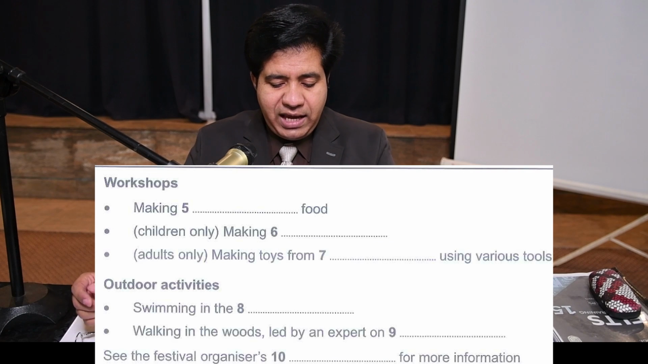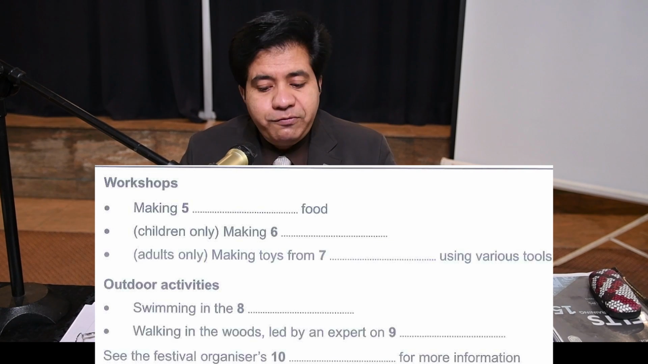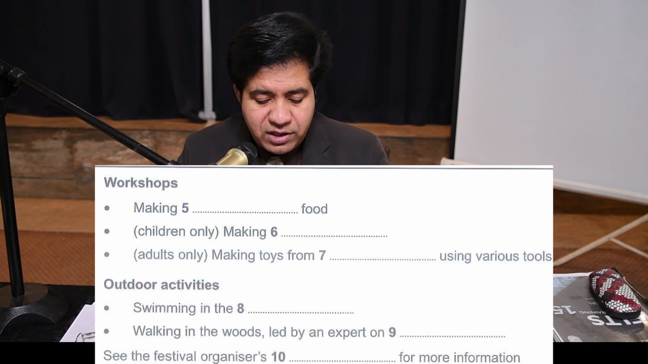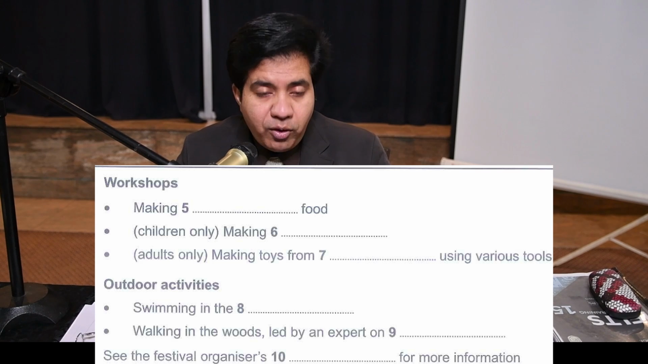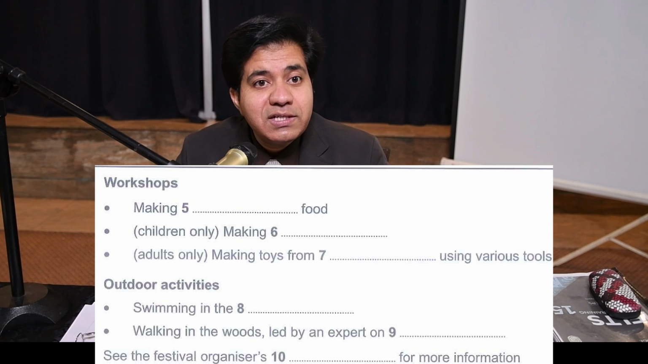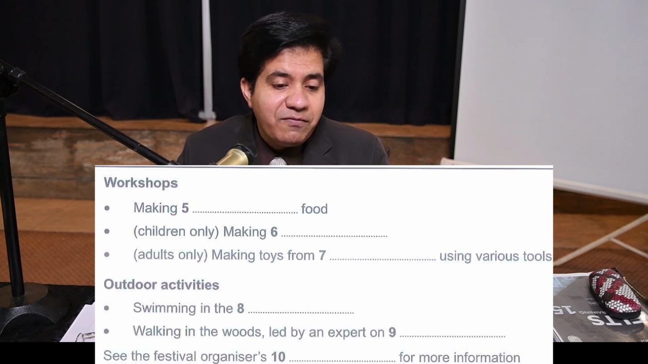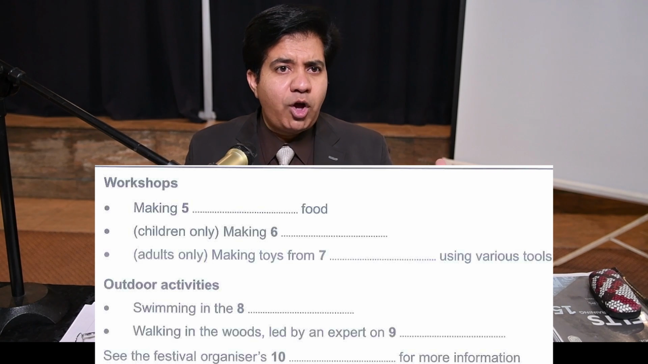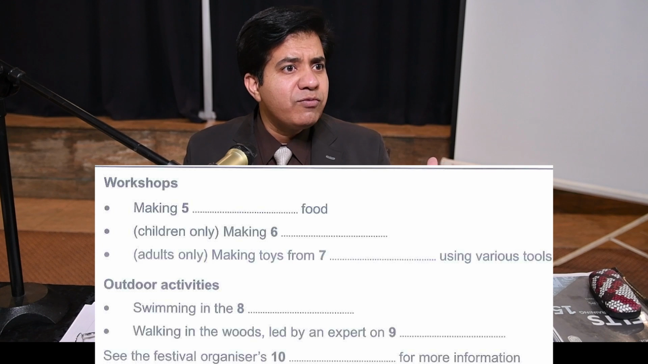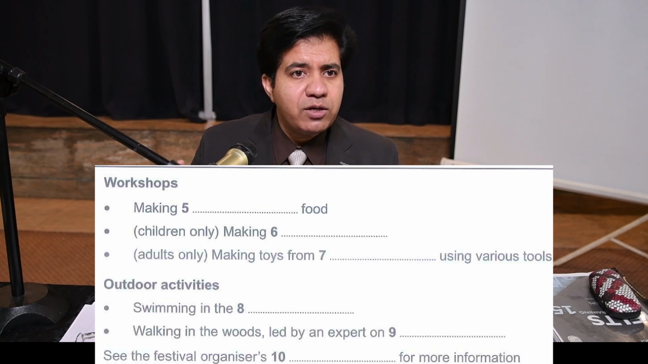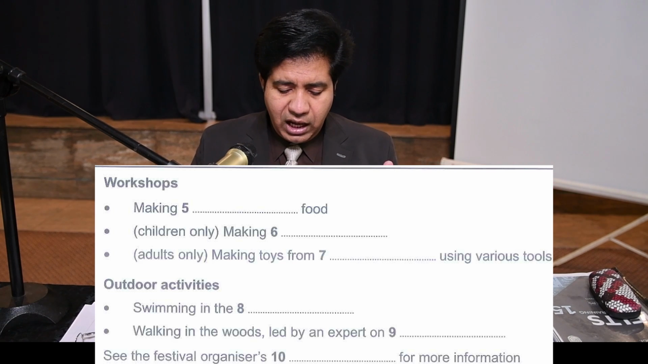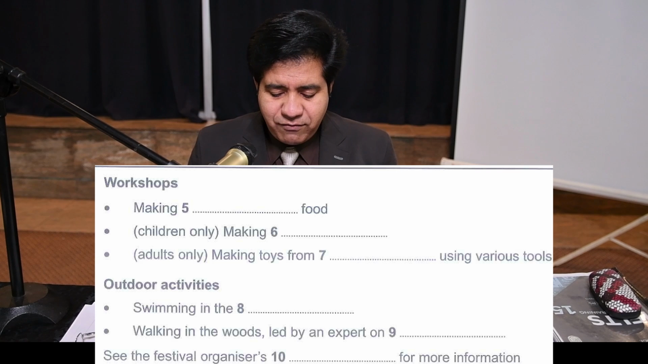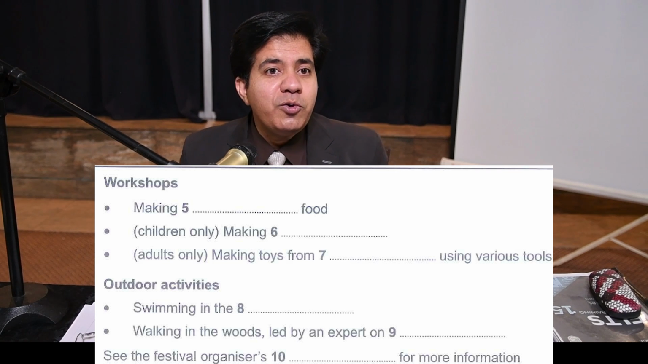Questions 5 to 10. Complete the notes below. First, we had table completion, one word only. Now, we have notes completion and how many words? One word only. Again, one word only, right? Workshops. Now, think about workshops. Workshops like training workshops, educational workshops and cooking workshops and all that. Workshops. Question number 5. Making dash food.